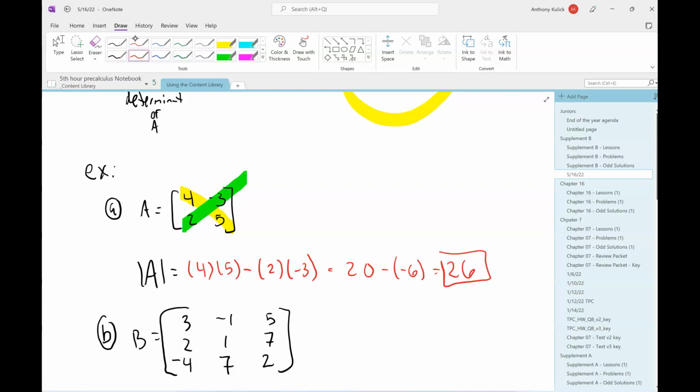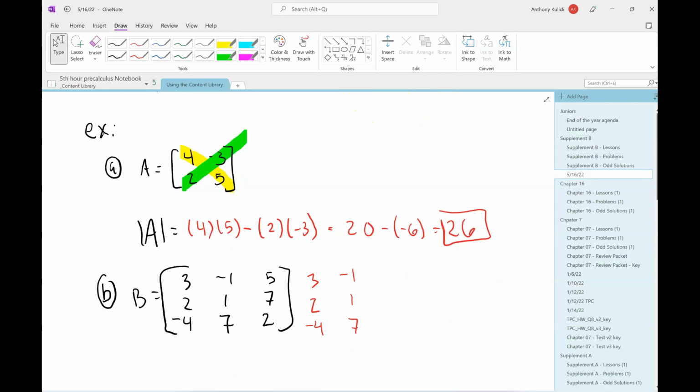For a 3x3, this becomes a little bit more complicated, but it's still not bad. It's very visual. So I'm not going to give you a formula for how to do this. I'm just going to kind of show you visually what to do. So the first thing we want to do is recopy the first two columns. And we're always going to write those first two columns on the right side of our matrix.